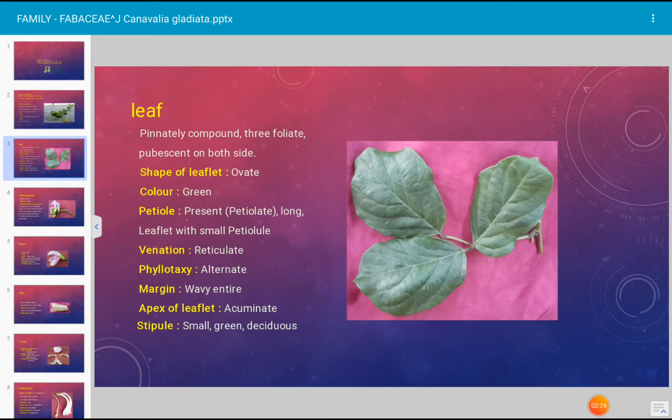And stipule, what is stipule? Stipule is a small leafy structure. It occurs at the base of the leaf and stipule is present. When the stipule is present in the leaf, that is described as stipulate leaf. And the stipule is small, green colored and deciduous. Deciduous means shed annually.